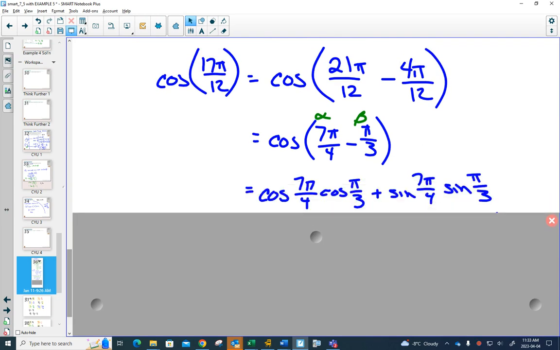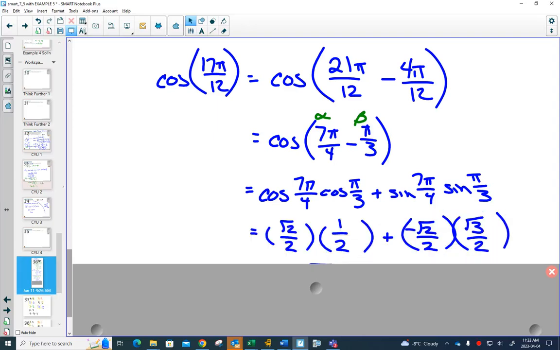And then it's just a matter of plugging it into the proper formula and using your unit circle or your pi plate to get the values. Remember that in some quadrants, things are negative. So in quadrant 4, sine of 7 pi over 4 will be negative root 2 over 2.